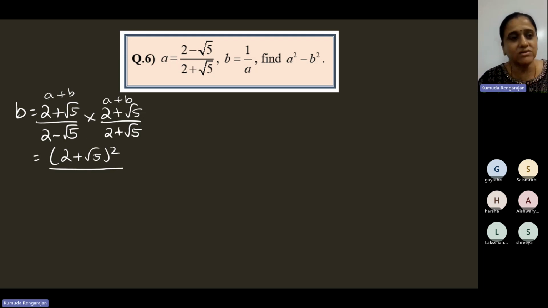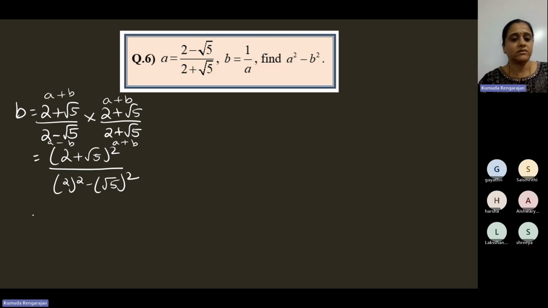The denominators are like A minus B into A plus B. So what's the product? A minus B into A plus B is A square minus B square. That is 2 square minus root 5 the whole square.